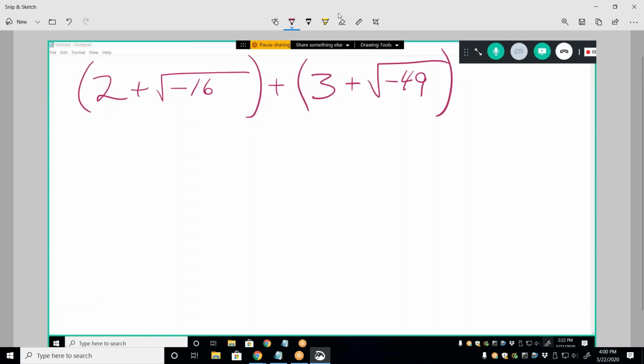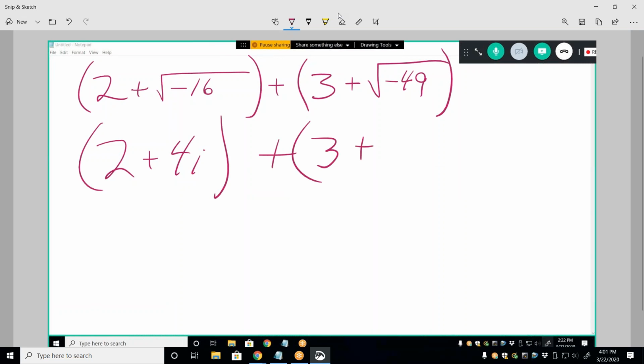Let's convert this to imaginary numbers. Adding imaginary numbers is really easy. You just add the real parts and you add the imaginary parts. So what's the imaginary number that is equal to root negative 16? 4i. It's got to have an i. Whenever you're taking the square root of a negative number, you're going to end up with an i. With me? Now do the same thing over here.